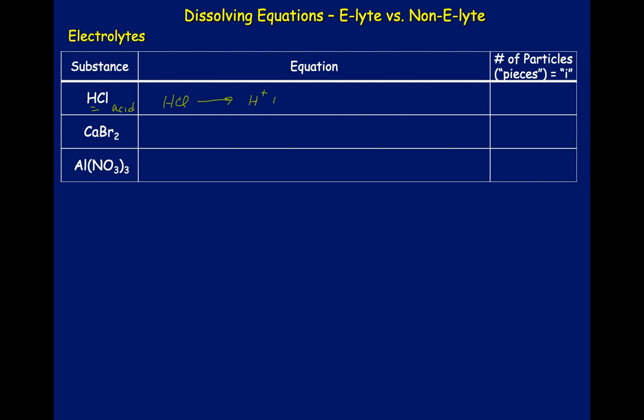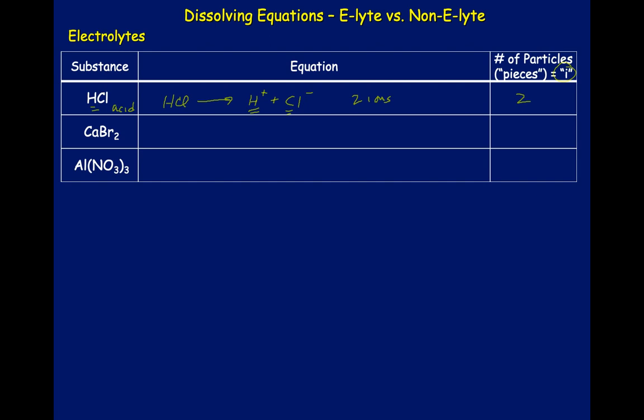H plus, Cl minus. Now again, one thing is breaking up into 1 and 1. So really, there are two ions here. Two ions, two pieces. Two pieces are going to have the symbol i. So you have two ions.